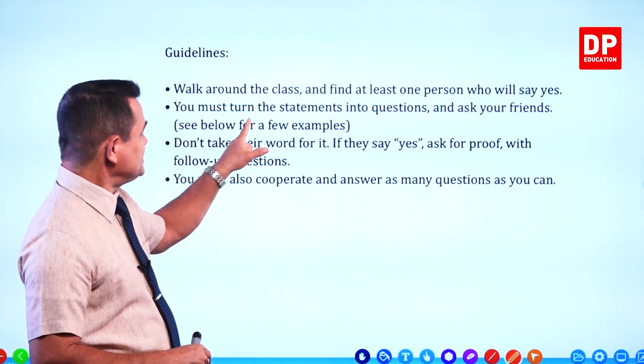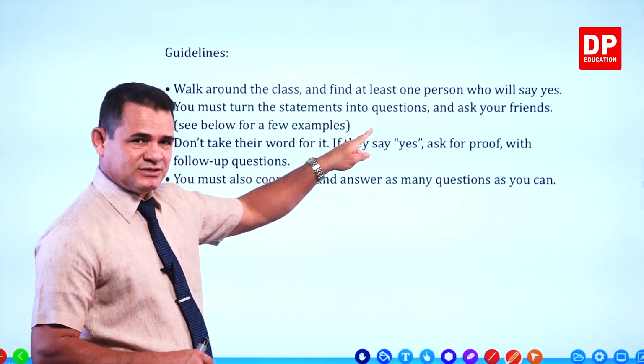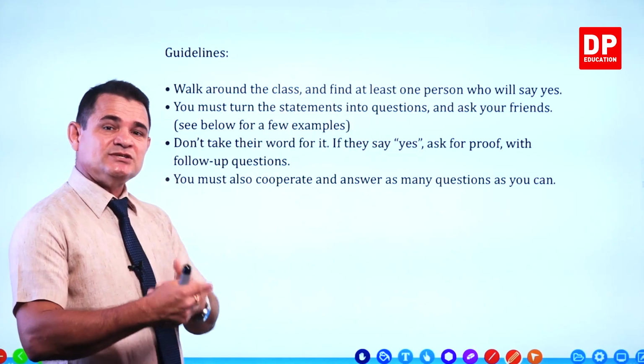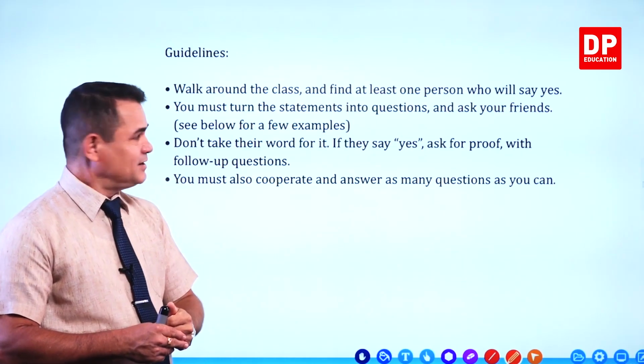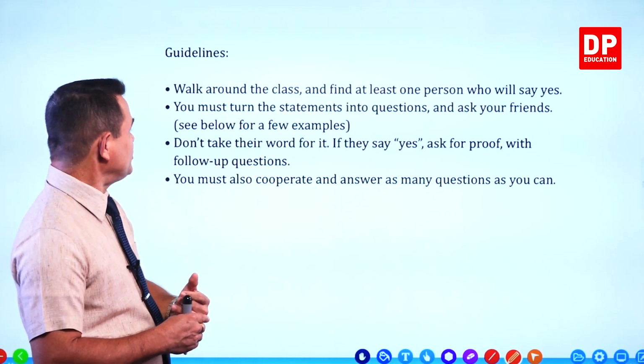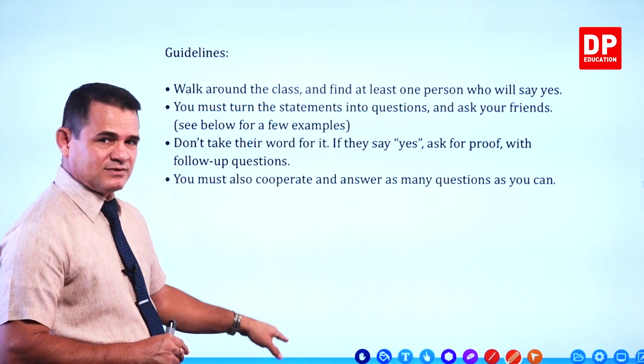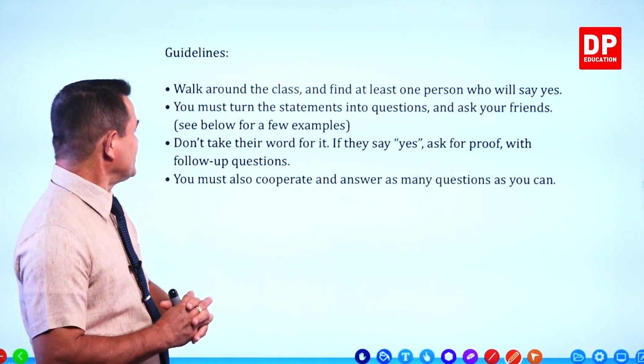You must turn the statements into questions. I told you. එනම් statements ඒ වැකි questions වලට හරව ගන්න ඕනේ. And ask your friends. See below for a few examples. Examples ටිකක් තියෙනවා මම පෙන්නන්නම්.